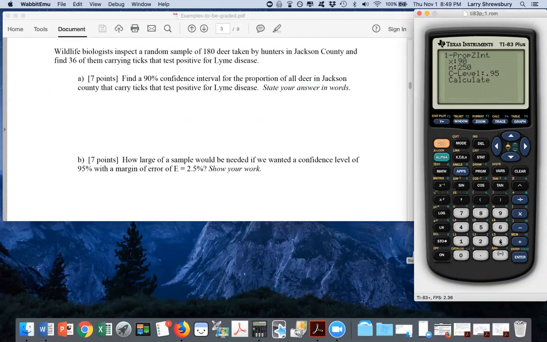So let's see, we got 36, and our sample size is 180. And our confidence level is 0.9. So you notice you got to enter that in as decimal. You highlight, calculate, hit enter, and then your job is to interpret that. Oh, let me show you something over here. Let me do that again.